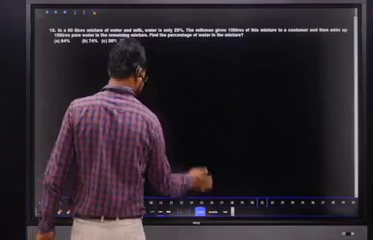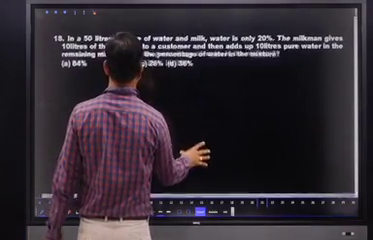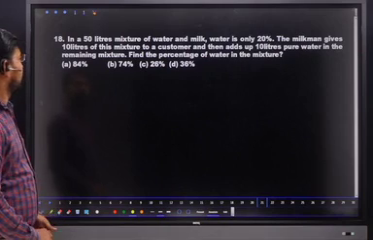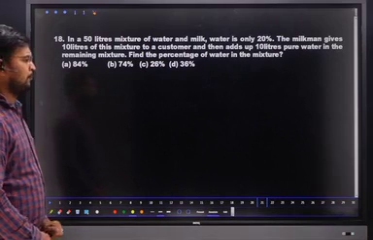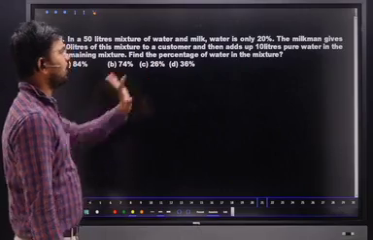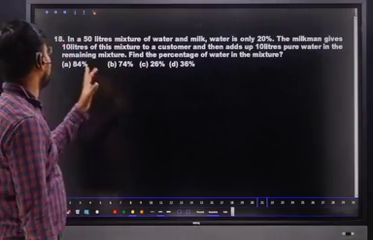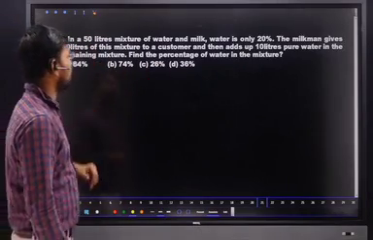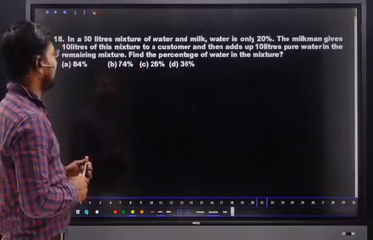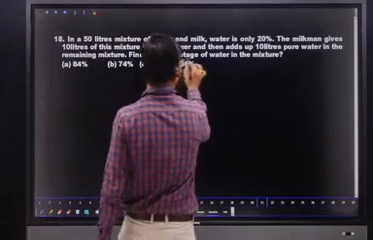Next question. Just read this question. In a 50 liters mixture of water and milk, water is only 20%. The milkman gives 10 liters of this mixture to a customer and then adds 10 liters of pure water to the remaining mixture. Then find the percentage of water in the final mixture.